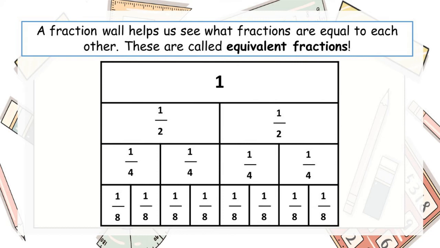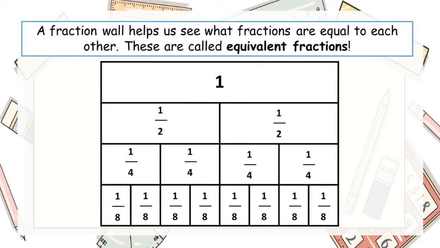The most common use for a fraction wall, though, is to compare 2 fractions to each other, and to try and find which ones are equal to one another. For example, you might notice that 1 half is equivalent to 2 quarters. We can tell that by looking at the fraction wall, going to 1 half, and following the line down to the quarters to see how many it is equal to.